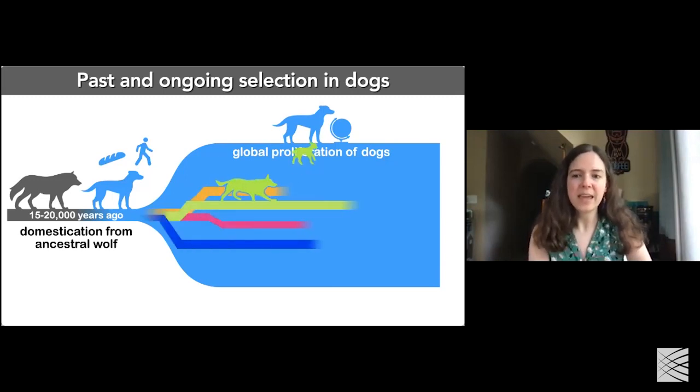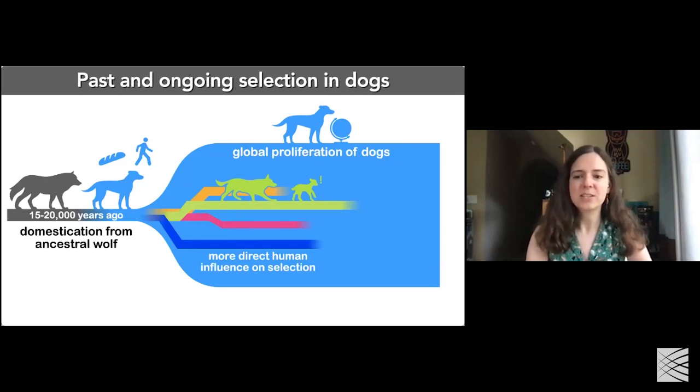Selection for behaviors, especially those useful to humans, such as herding behaviors that help us manage livestock, occurred under more direct human influence. These selected behaviors often rely on disruptions to the typical wild canid hunting sequence, which is a series of motor patterns. But also selection for behavior still happens today. One really clear example of this is breeding programs for working dogs, for dogs that have to excel at tasks like guiding the blind or sniffing out bombs.